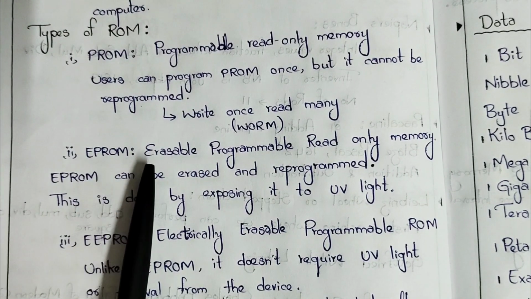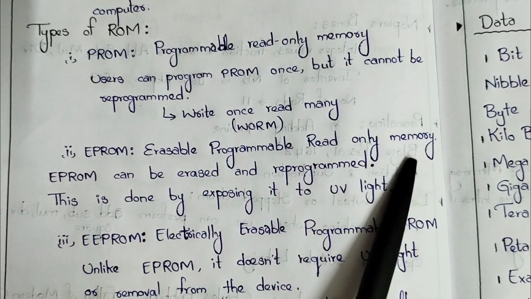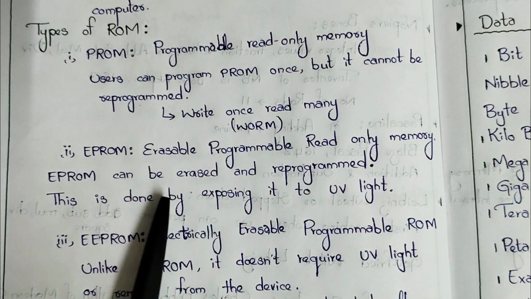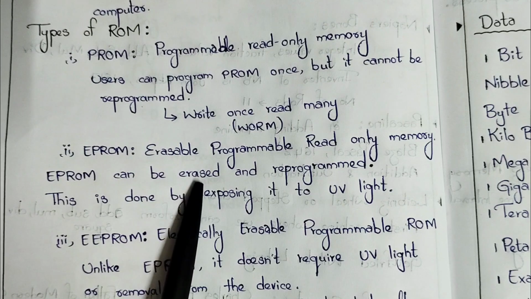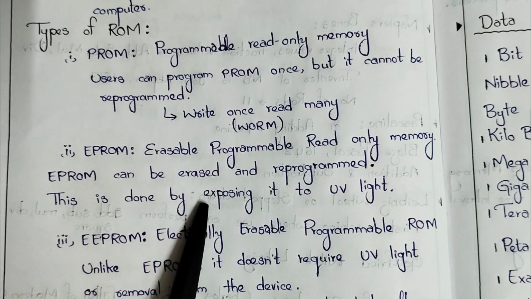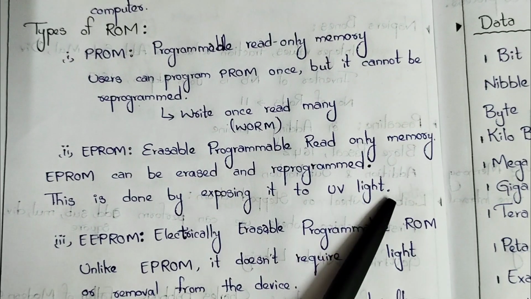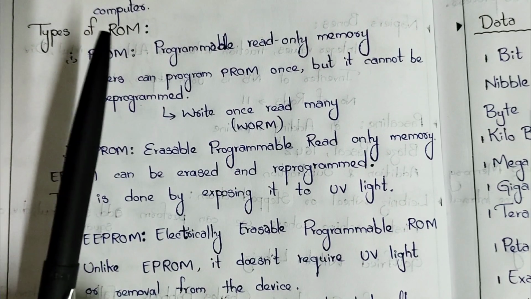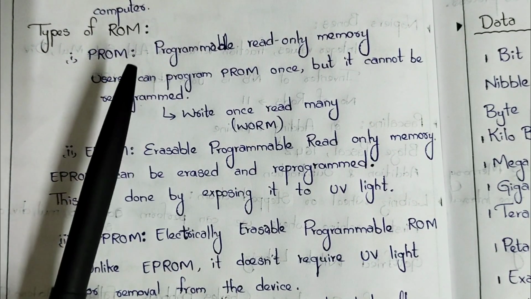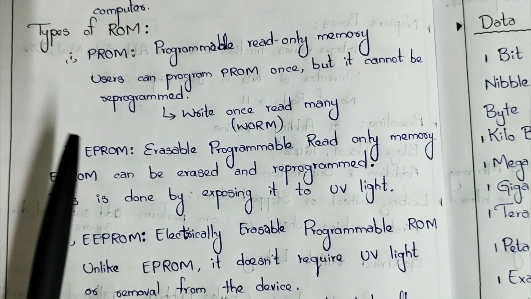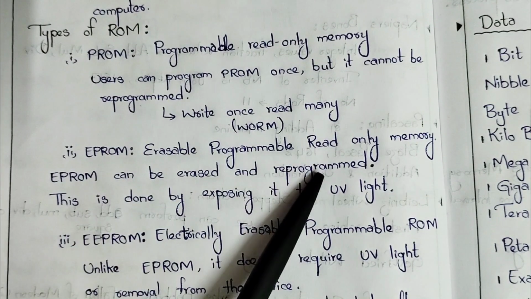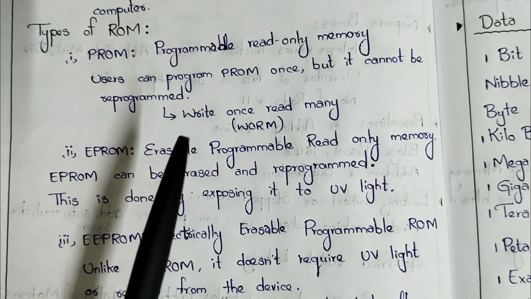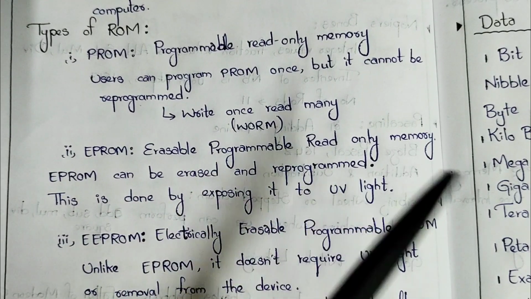And in EPROM, that is erasable programmable read-only memory, EPROM can be erased and reprogrammed. The only thing here is the erasing part. It is done by exposing it to the UV light. In PROM, we can write once and we cannot modify it. We can read as many times as we want. In EPROM, we can erase it and reprogram it. The only thing is how we can erase it. We can only erase it with the help of UV light or UV rays.